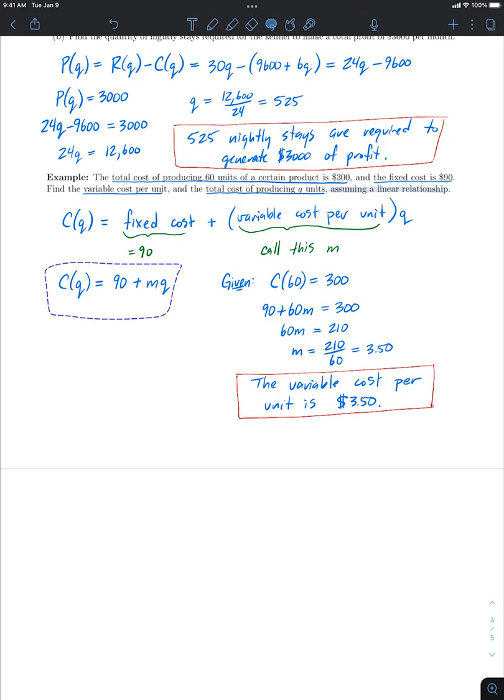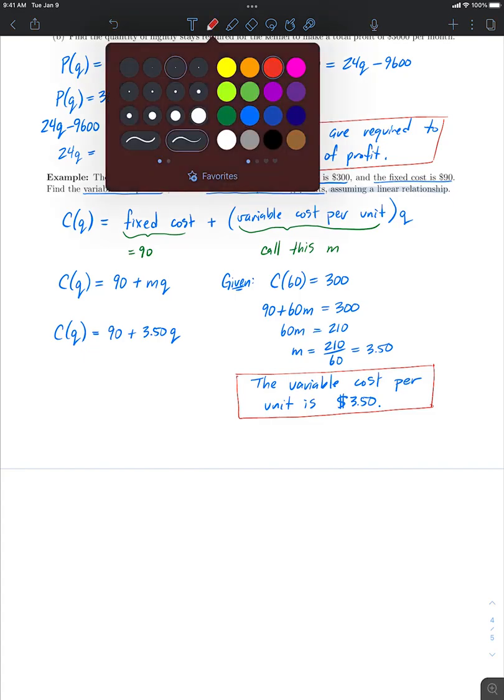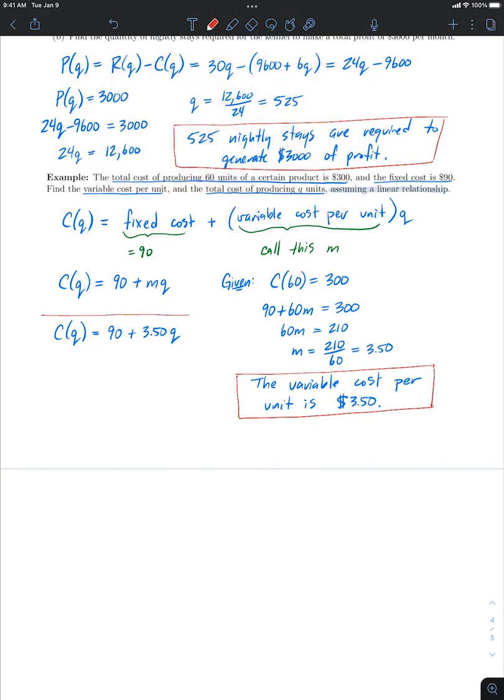Well, we almost had it here. The only missing piece of information was we didn't know what M was. But guess what? We just found M. So now all we need to do is update the cost function with the new bit of information. So we can say that C of Q is 90 plus 3.50 times Q. And that'll give you the total cost of producing Q units.